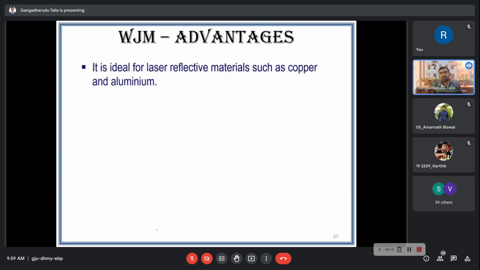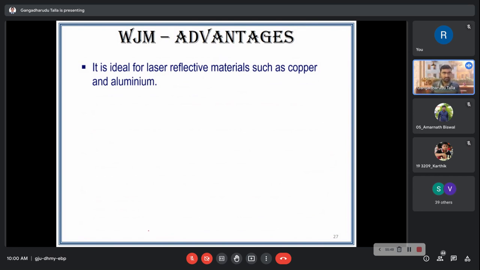It is ideal for laser reflective materials such as copper and aluminum. Now what is this? Any idea here? If you want to cut aluminum or copper type material using laser machining, it is difficult because the laser will be reflected, not absorbed. So in those cases, water jet machining is more suitable.